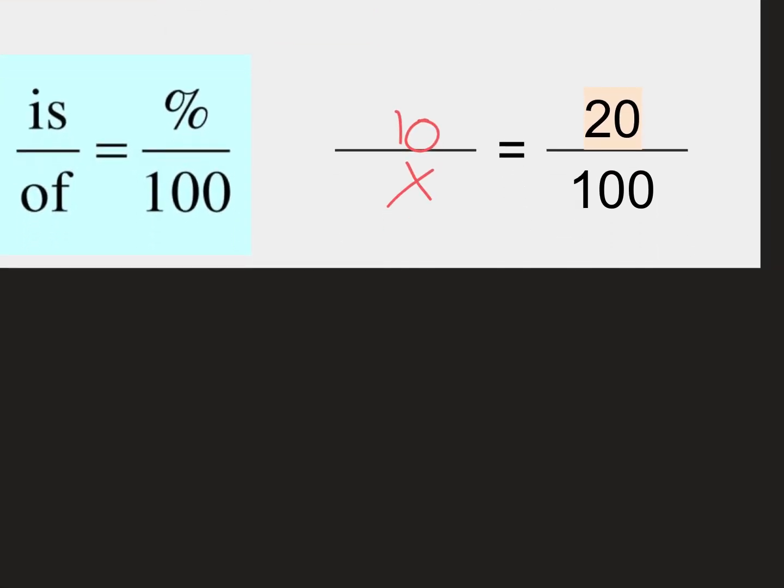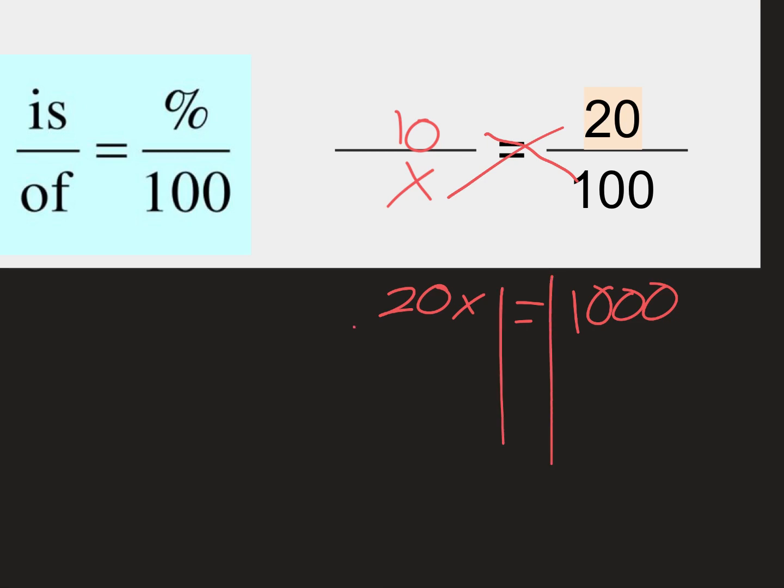Now we are going to go and use cross products here. So we're going to go 10 times 100. Well, that's a 10 with 2 zeros, so it's 1,000. And then we have 20 times x, which is 20x. Now we're going to undo that multiplication right here by dividing by 20. And that gives us 1x, or just x. Divide this by 20. Well, cross off a 0, and 100 divided by 2 is 50.